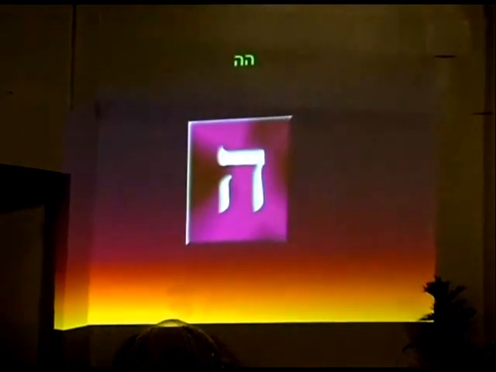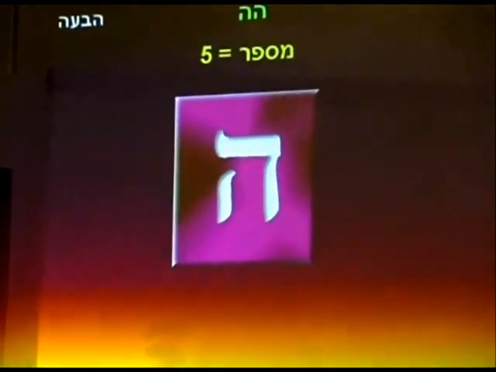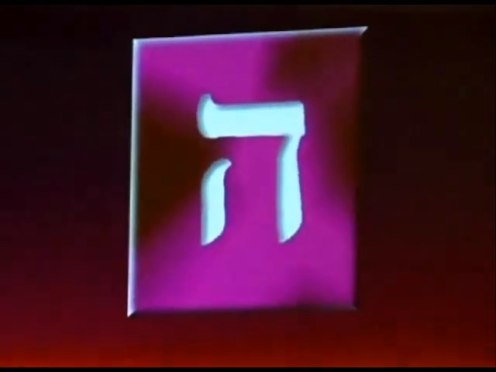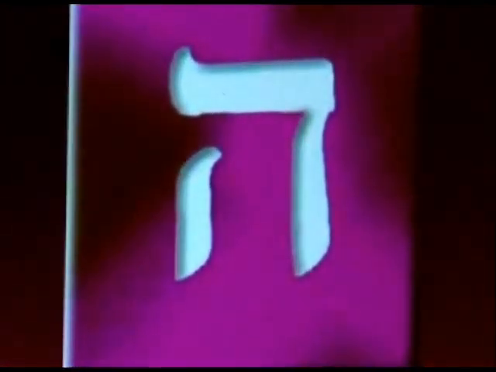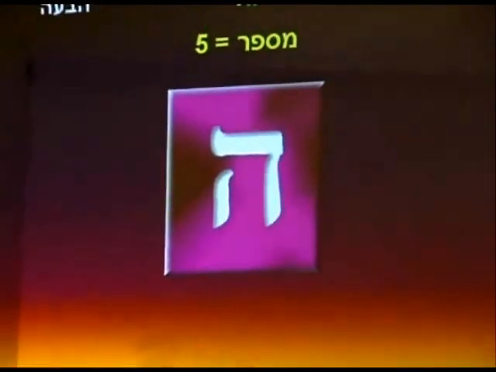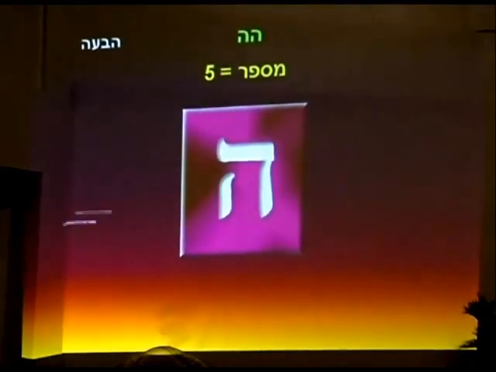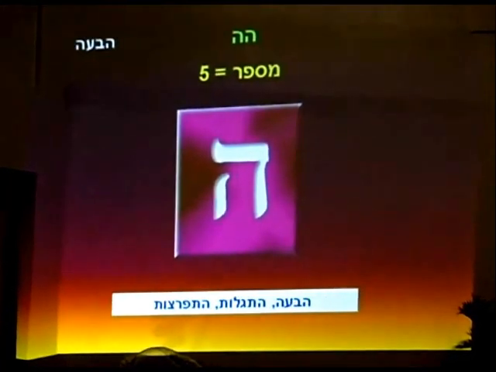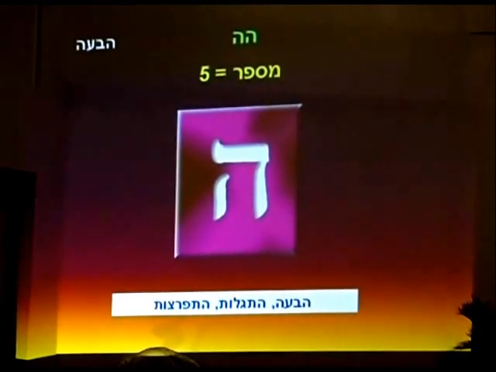Let's go to Hey. The letter Hey, number 5. Hey is haba'ah. Haba'ah means an expression. There's something open about the Hey. It expresses, it opens up. But it's not the opening up of the Pei, as we will see. It's more called a revelation. There's a difference between revelation and opening. This one is more revelation.